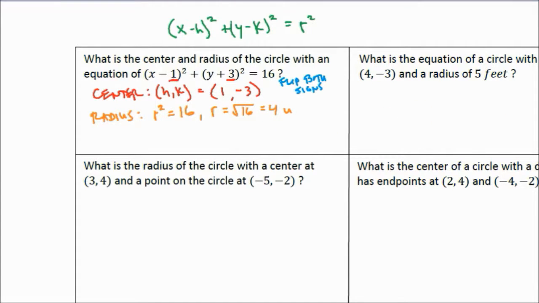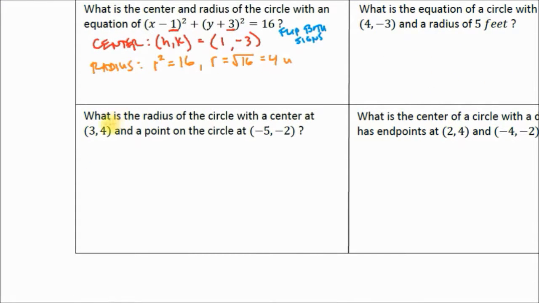Alright, next one. What is the radius of the circle with a center at (3, 4) and a point on the circle at (negative 5, negative 2)? Now, this problem becomes a little more difficult than you've seen in your worksheets when there's no graph. The first thing I want to make a notation for you is the radius.